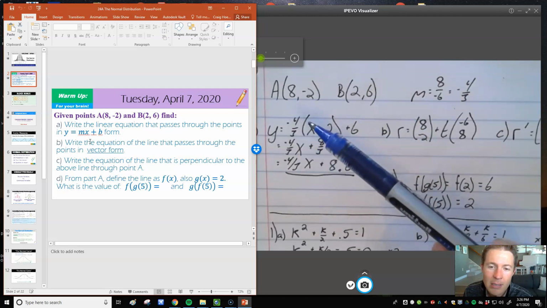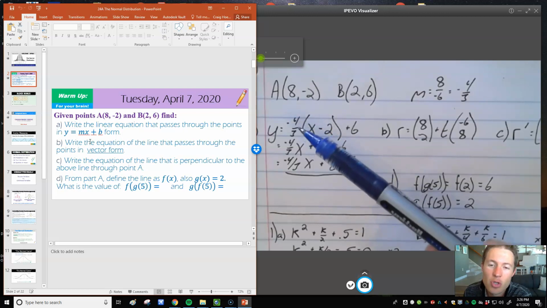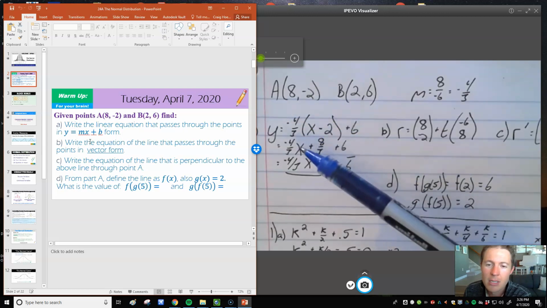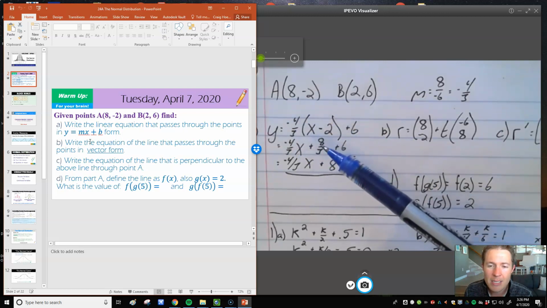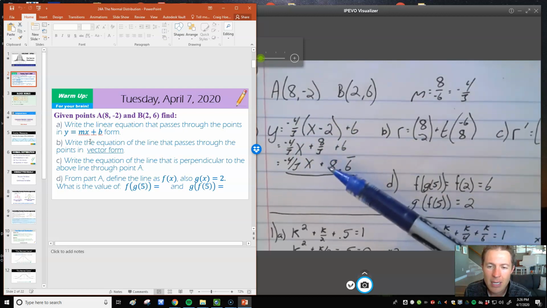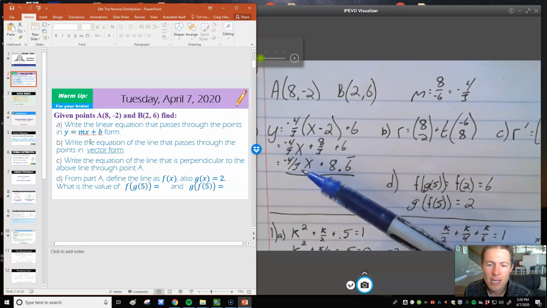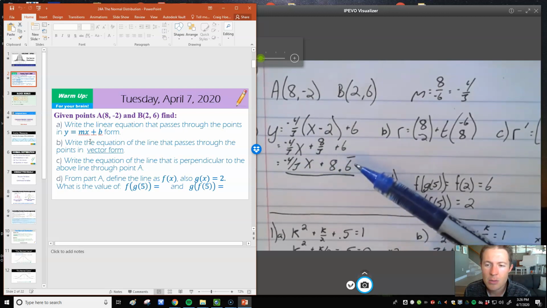If I want it in that silly other form over there, I just distribute this slope into both of these. Distribute there. The negatives go positive, and I believe you'll get this 8 and 2/3. Negative 4/3 x plus 8 and 2/3.